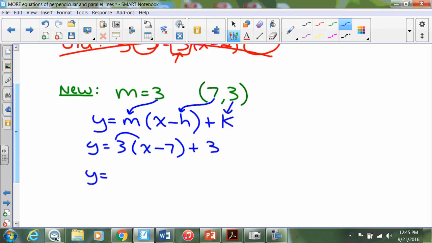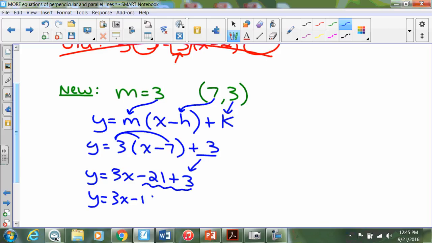We're going to distribute, and you guys do that well. Sometimes you guys forget to distribute to the second one. 3 times negative 7 is negative 21, and then we bring down this plus 3. We just bring it down like that. Then our very last step is we're going to combine these like terms. Negative 21 plus 3 is what? Negative 18. Does that sound good? Okay. And here's the new equation that is parallel to the old line and goes through the point 7,3.